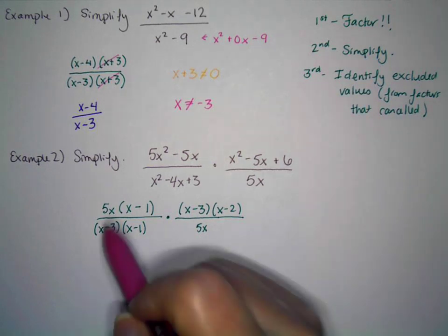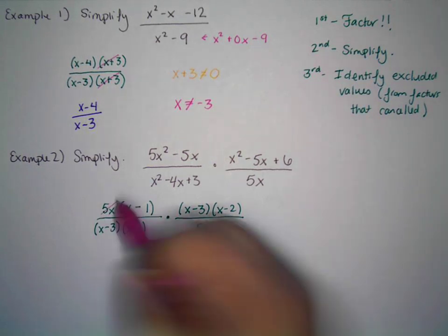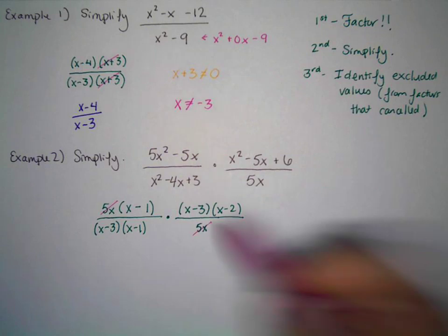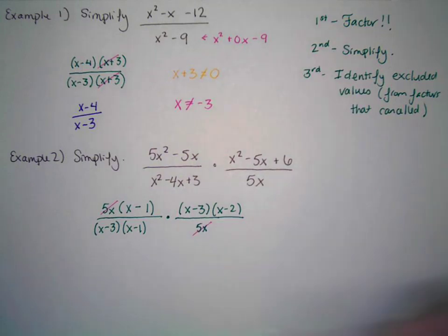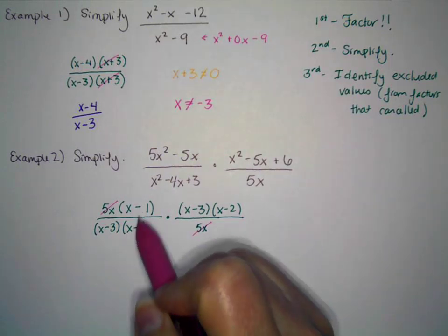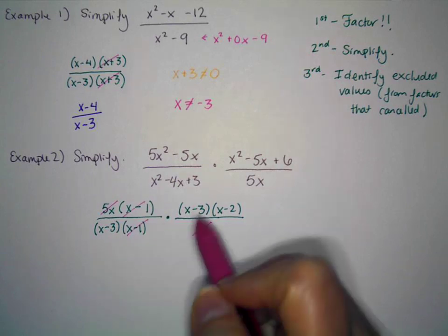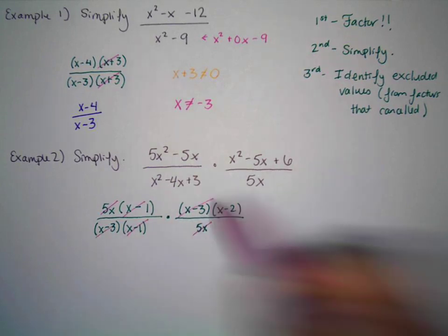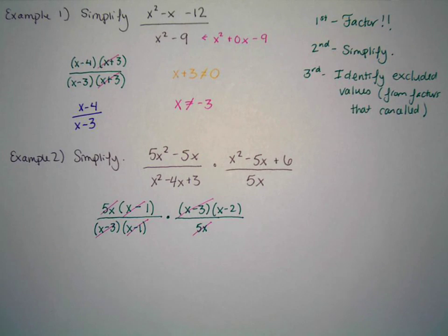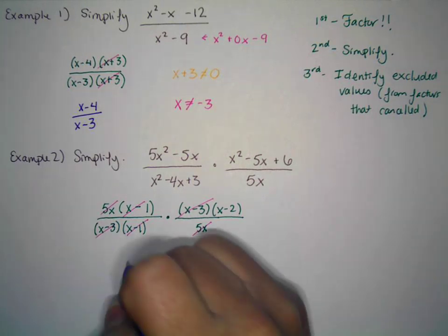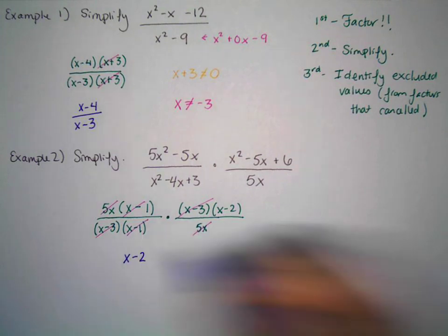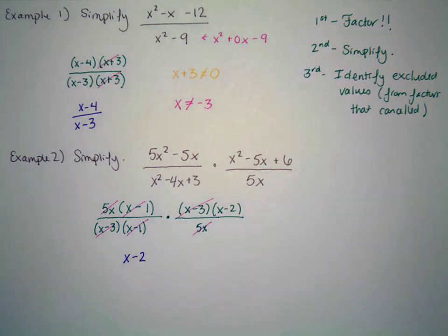So I see a 5x in the numerator of my first fraction and in the denominator of the second fraction, so that's going to cancel out. I see an x minus 1 here and here, so those will cancel out. And we have an x minus 3 in the numerator and denominator, so that cancels out. This one's kind of nice. All that's left is that x minus 2. You don't even need the parentheses anymore since it's only that one factor.